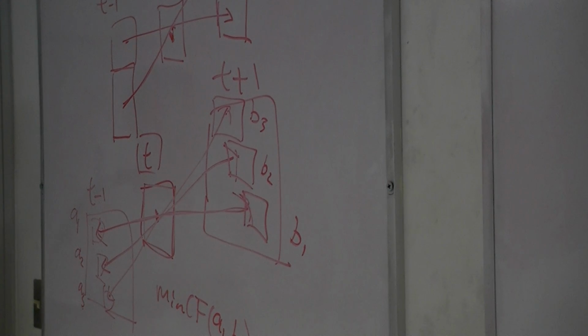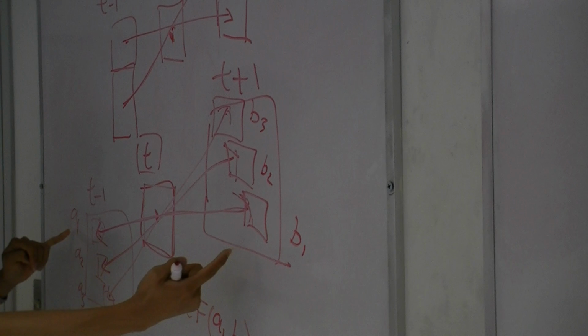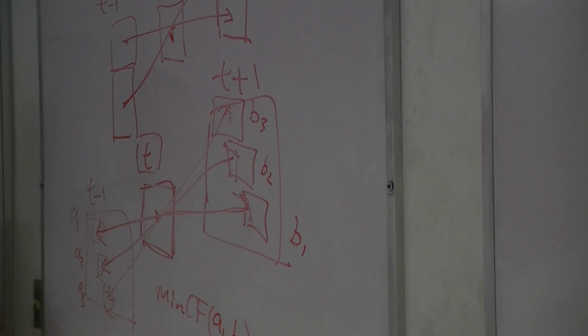I mean the T frame, you know what it is exactly, right? In this case, no, you don't know. Then how can you compute the cost? Oh, the cost is the cost between A1 and B1. You don't need to know the frame T. Oh, okay.